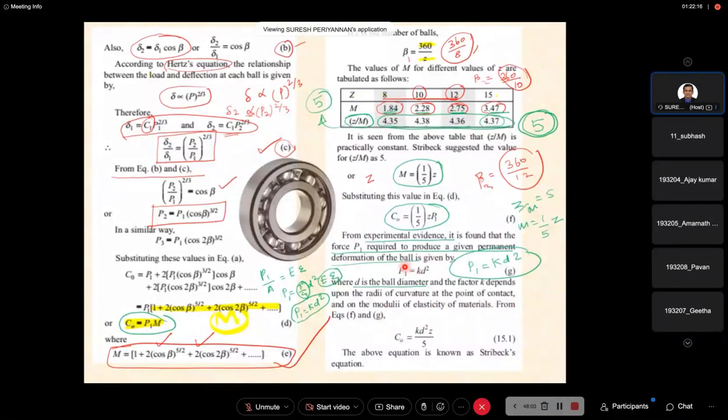Now finally, from these equations, substitute the P1 value here. From the experimental evidence we are considering this information, P1 is equal to K into D squared. Then substitute here, that is our final equation: C naught is equal to K into D squared into Z by 5. This is Stribeck's equation. C naught is nothing but our static load carrying capacity of the ball bearing.